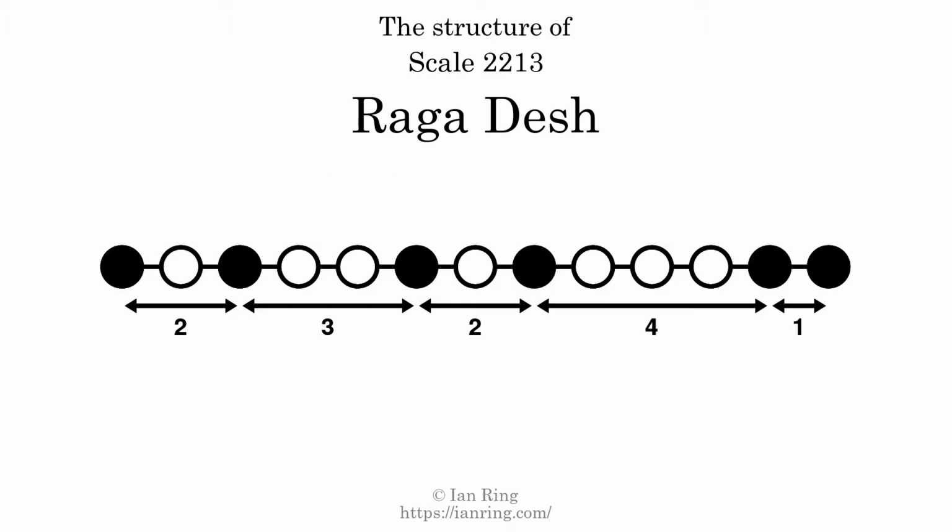The structure of a scale is a description of the interval distance between each successive tone. This scale has a structure of 23241.